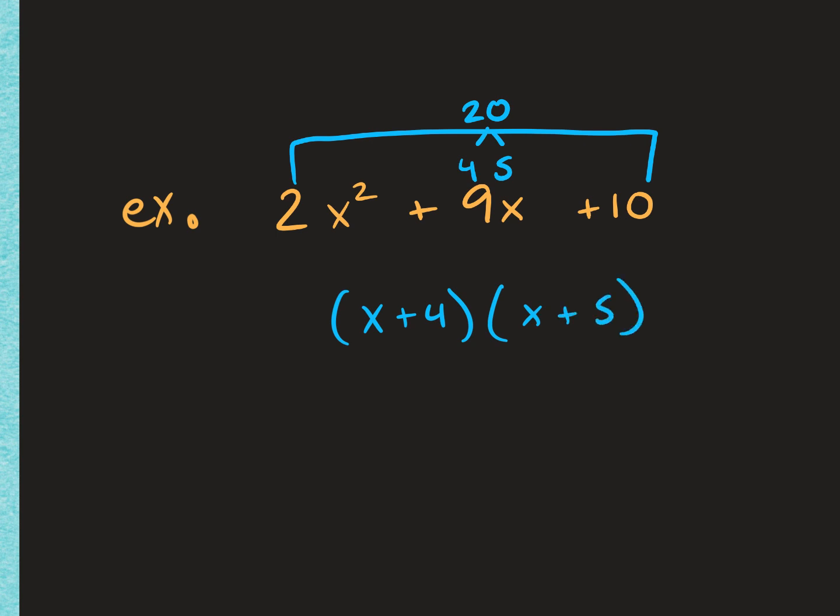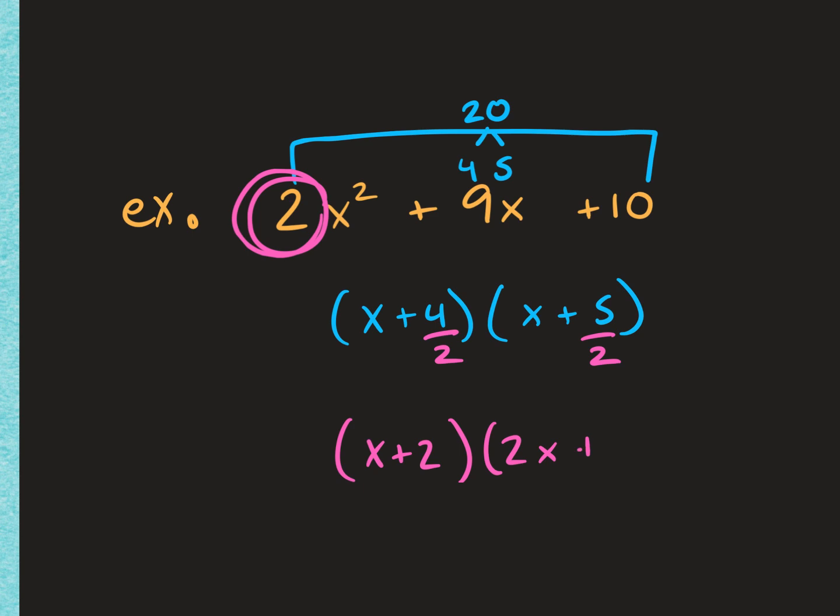What do I have to remember to do? Divide. Since we started by multiplying that 2, we can't forget to go back in and divide. So what does my first parentheses change to? X plus 2. And the second one? 2x plus 5. Remember, when we can't divide, we just put it right in front of the x. So here I could simplify. The second one I couldn't, so I have to move it in front of the x.